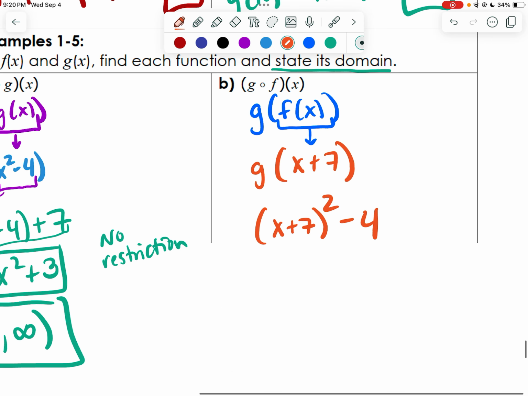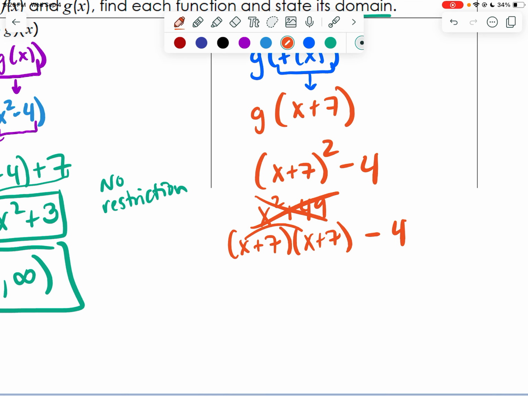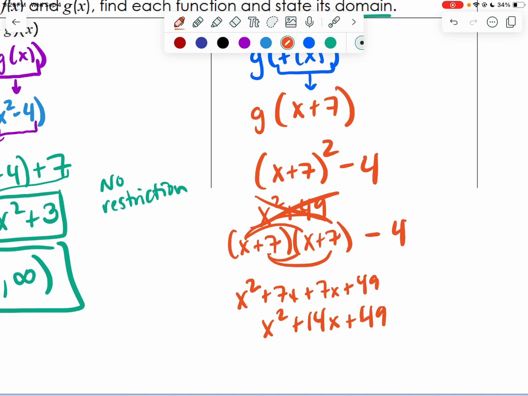Now we just need to clean that up. Do not make this mistake. This is not x squared plus 49. It's x plus 7 times another x plus 7. And then, yes, there's a minus 4. But you have to distribute on both sides. So x times x is x squared plus 7x, plus 7x plus 49. So it's x squared plus 14x plus 49. Not x squared plus 49. Then yes, there's that minus 4 from up above. So x squared plus 14x plus 45.